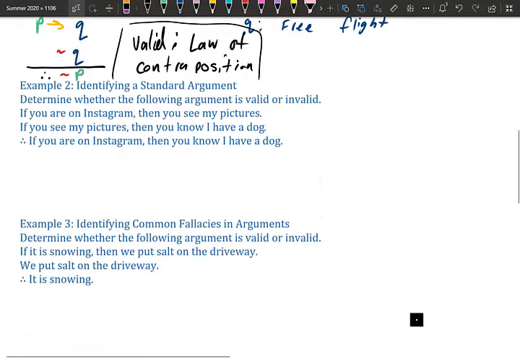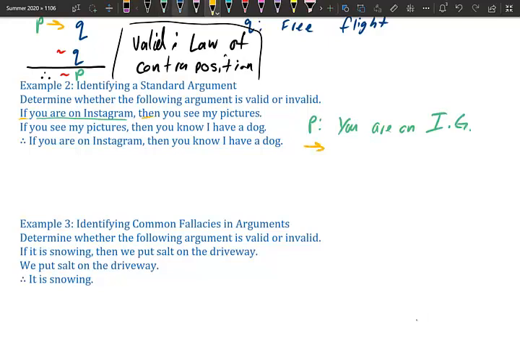Alright, determine whether it's valid or invalid. Our first is: you are on Instagram. So P is you are on Instagram. We have a connective, if then. Our next statement is you see my pictures. So our Q is you see my pictures.